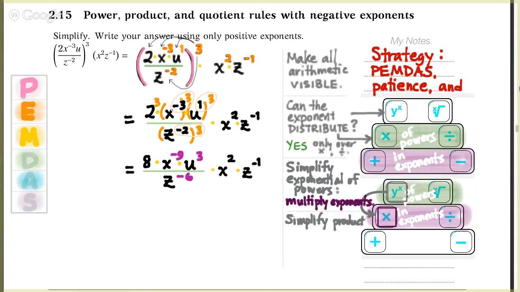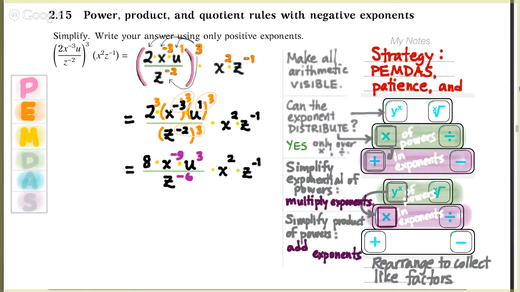We can simplify a product, in other words, a multiplication of one power by another power, by instead adding the exponents together. Again, same trick that we learned a couple of videos ago. But in order to do that, we should probably rearrange these factors first to put the like factors together. Put the powers of x near one another, put the powers of z near one another, and put the powers of u near one another. So we'll have a space here for the numbers, a space for the powers of u, a space for the powers of x, and a space for the powers of z.